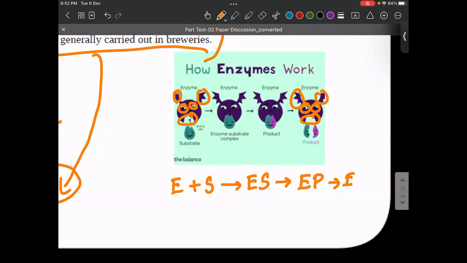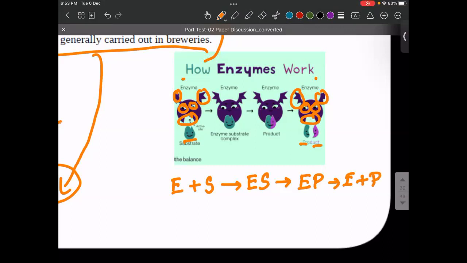This fellow does not change its structure. In the initial stage as well as in the end stage, the structure of the enzyme remains as such. This enzyme did not undergo any conformational change. But look at the substrate. The green one becomes pink, meaning the substrate is converted into product. So enzyme plus product.